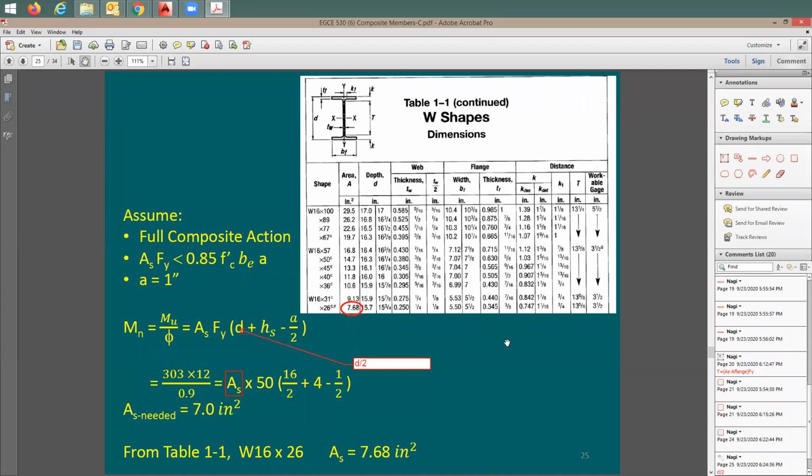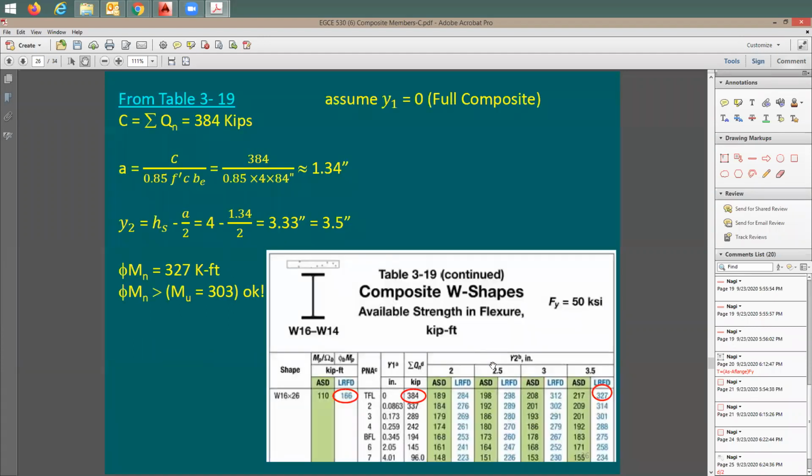So if you like to do hand analysis, this is the way you do it to come up with the first beam size. It's just a quick estimate for the beam size, right? After this, you continue your analysis if you want to. Okay, now this is good. Now let me use the table to figure out the capacity quickly. I have here W16x26. I'm going to assume full composite, which means I'm at Y1 equals 0.